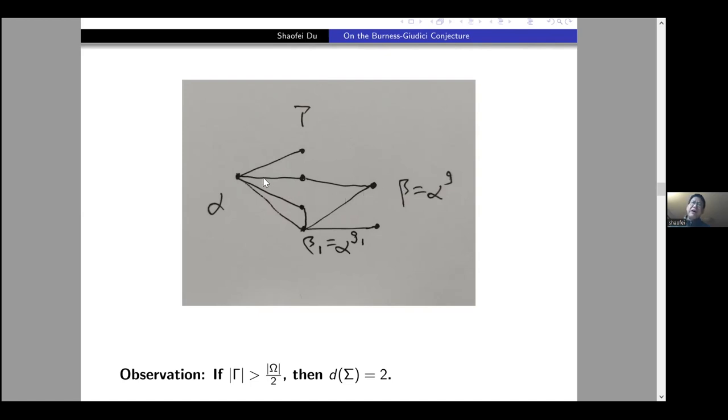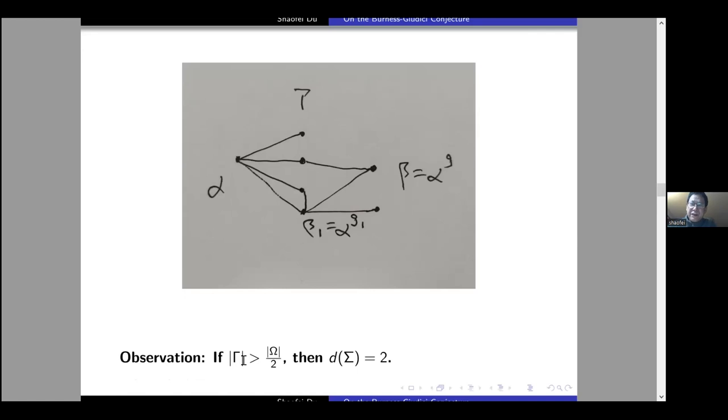Altogether, for any beta, beta may be alpha. Of course, they have common neighbors. Maybe here, maybe here. This is diameter two, meaning diameter one, diameter two. So in graph language, it's very clearly a conjecture. By this picture, you see if the size of gamma is more than half of the size of omega, then you must have a common neighbor. So this conjecture is hard. If gamma is more than half of omega. But in many cases, this does not hold.